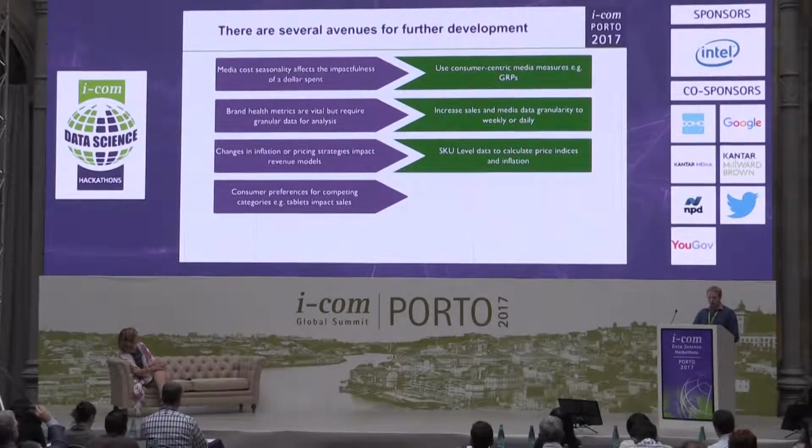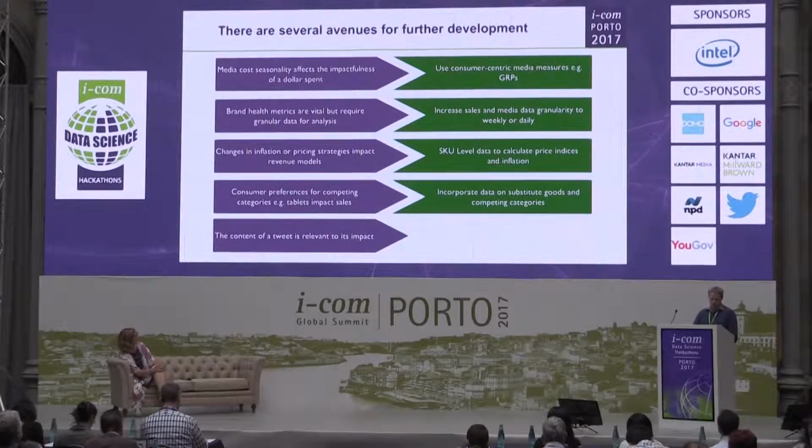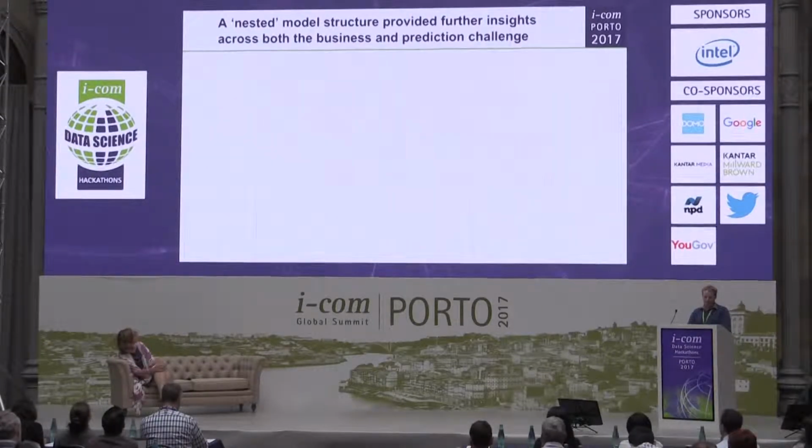Consumer preferences will have an effect, so competing categories such as tablets or mobiles. But if we incorporate data on these, we can capture the effects and adjust accordingly. Finally, the content of a tweet is relevant to its impact. So in the data we were provided, we had tweets by day. But if we have more granular information, if we have the content of those tweets, then this will deliver much more value, as we can break up both positive and negative sentiments and look at the trends in each of those.